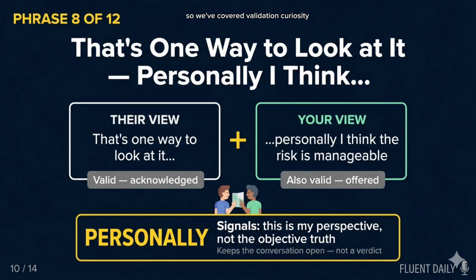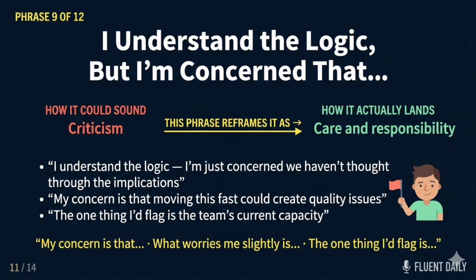So we've covered validation, curiosity, formal pivots, and softened directness. Now we move into phrases that lean heavily on emotional intelligence. My favorite. How do we frame our disagreement not as a roadblock to progress, but as a protective measure? You frame it as a concern. The phrase is number 9. I understand the logic, but I'm concerned that. This completely transforms a criticism of their work into an act of care and responsibility for the company.